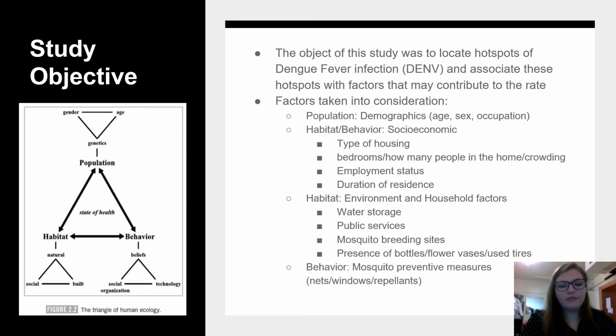The habitat vertex is taken into account when looking at the environmental and household factors, which include water storage situation, public service availability, mosquito breeding sites, and potential water reservoirs where mosquitoes may lay their eggs, such as water basins and used tires. In addition, they looked into the mosquito preventative measures, which all fall under behavioral. These include the presence of nets, windows, and repellents used.